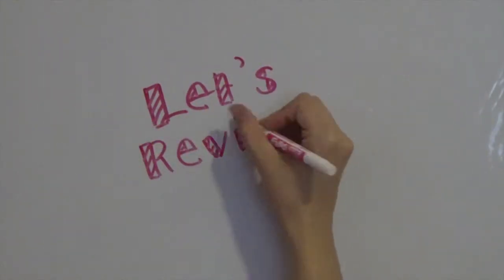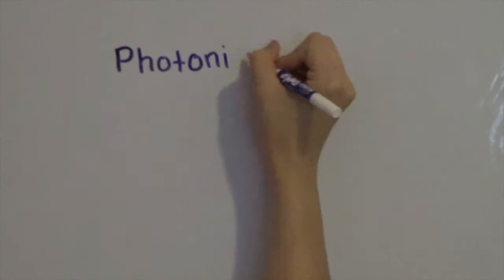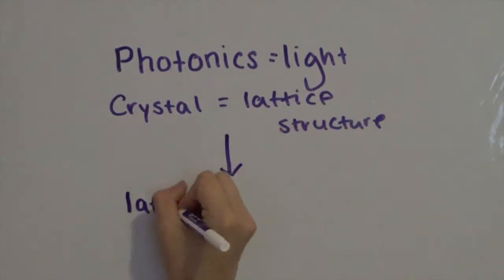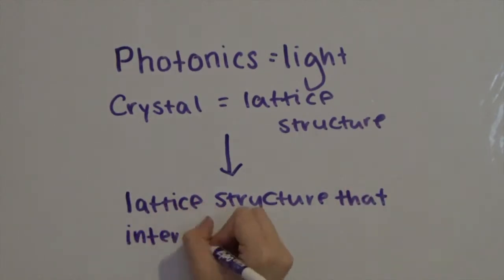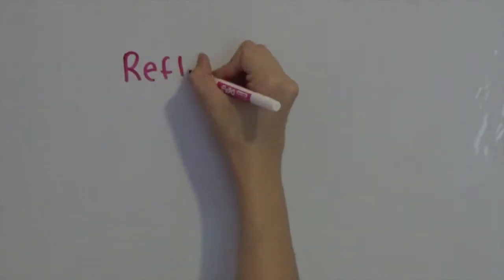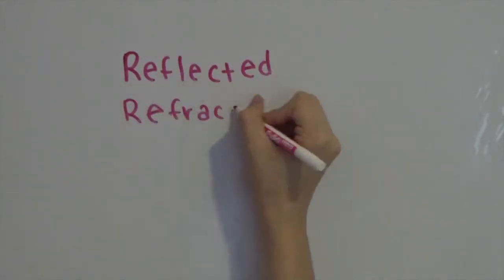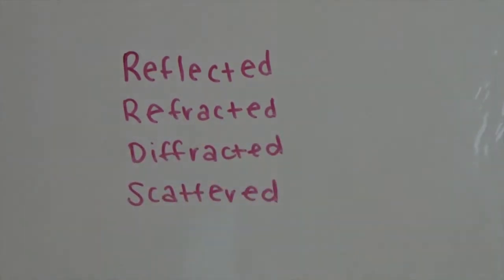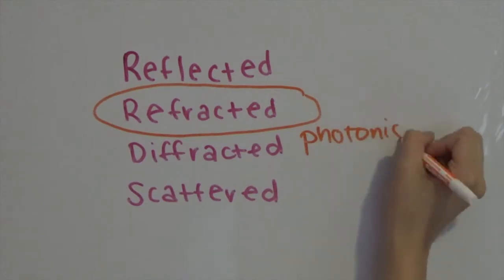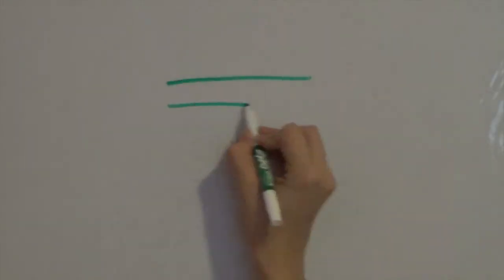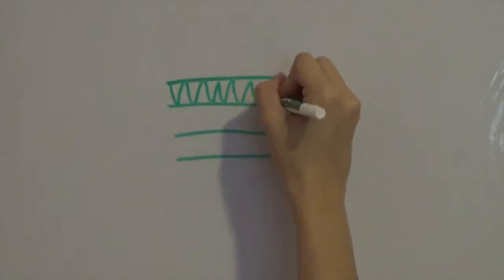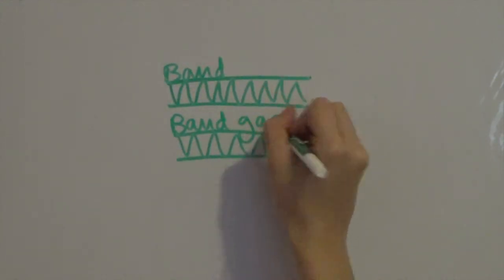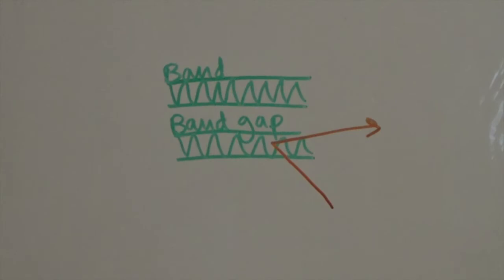So let's review. Photonics means light, and crystals means lattice structures. Together, these make photonic crystals, lattice structures that interact with light. We saw that light can be reflected, refracted, diffracted, and scattered, and that photonic crystals rely on refraction to manipulate the movement of light waves. This occurs due to the bands in the crystal structure. Some waves are allowed to continue propagating through the crystal, while some are refracted in a new path.